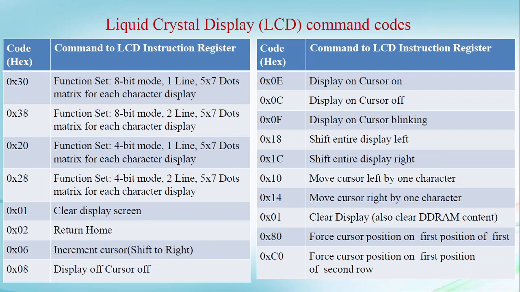To display text on the LCD, if you are using a 16x2 LCD, then we have to use 0x80, which forces the cursor position to the first position of the first line or first row, and 0xC0, which forces the cursor position to the first position of the second row. Now let us see how to write a program for LCD interfacing.